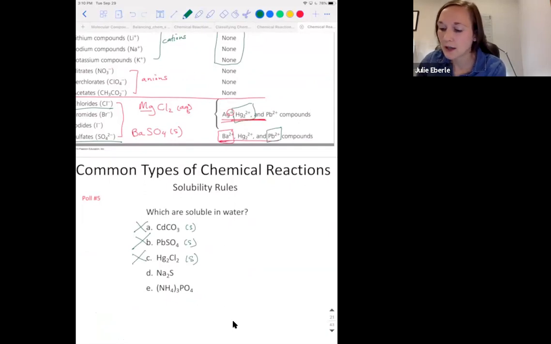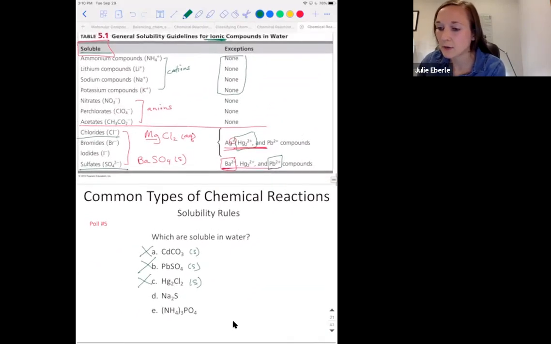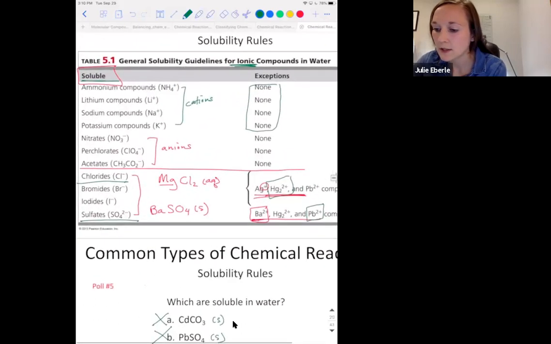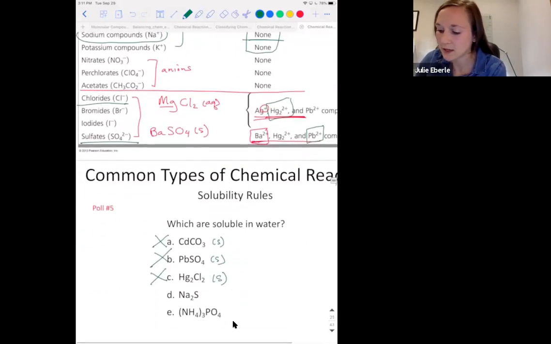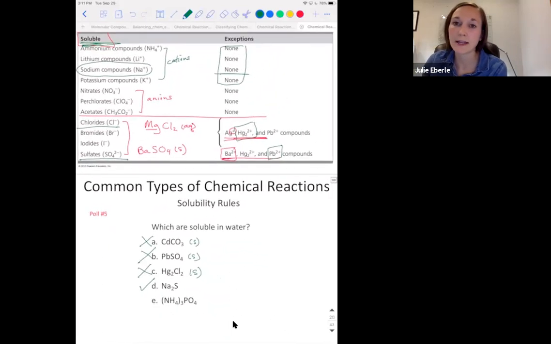All right, Na2S, sodium sulfide. Well, if you're looking up here, it says sodium compounds are soluble, okay? And there are no exceptions. So yes, Na2S, sodium sulfide, is soluble in water. So you would see it as aq.